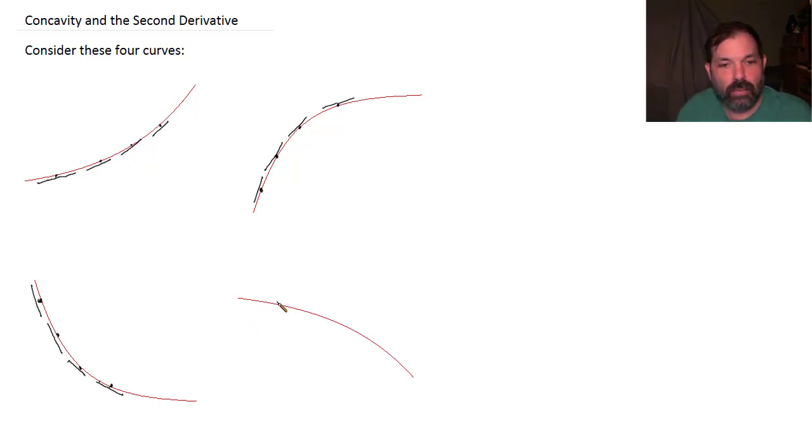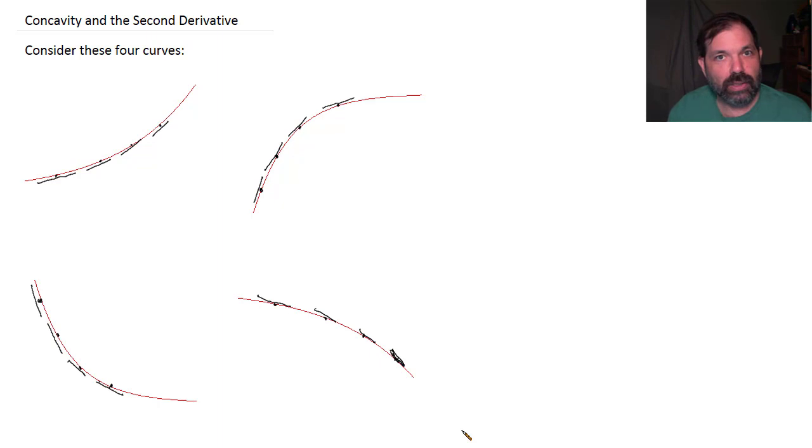And this last example, this last curve, is also decreasing. And if we were to draw some tangent lines and think about the slopes, notice how those slopes are decreasing. This curve is decreasing at a decreasing rate.